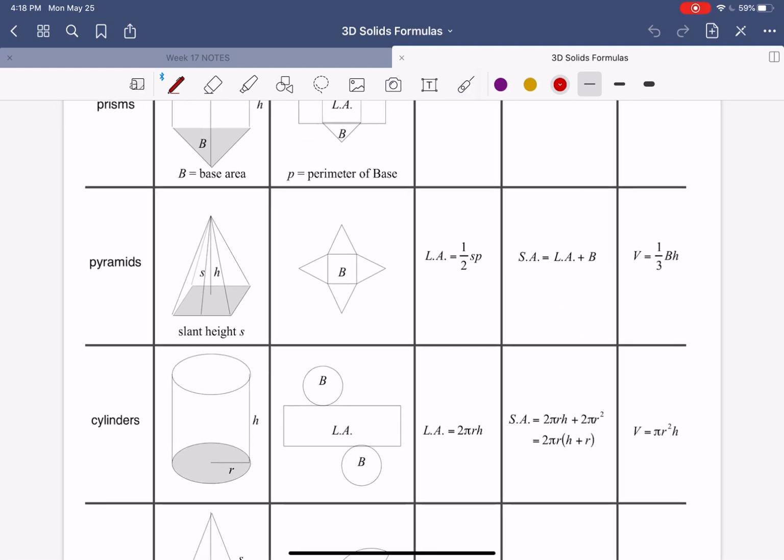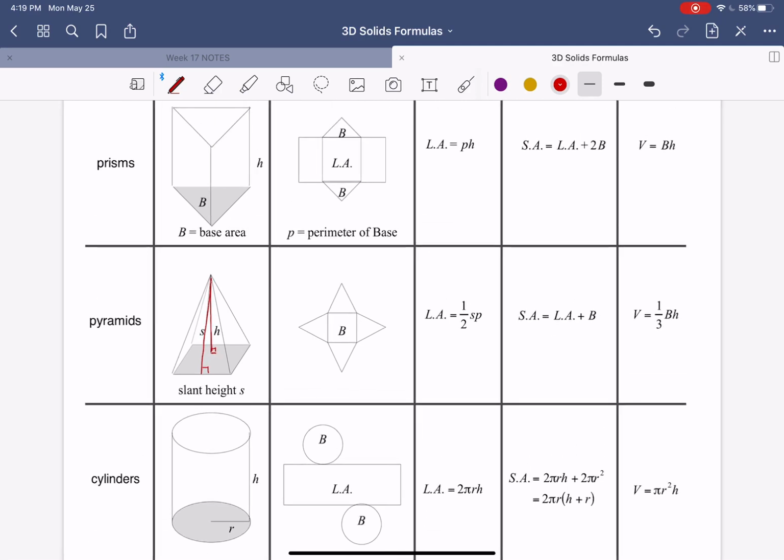So we're going to start off with pyramid. Just like in the last video, we saw that the slant height is on the outside of the shape, still perpendicular to the base, but then the height of the object is inside, but it's also perpendicular to that base, but it goes through the inside of the shape. So just like with our prisms, we have lateral area, which wraps around the shape, and then surface area, which is all the faces.